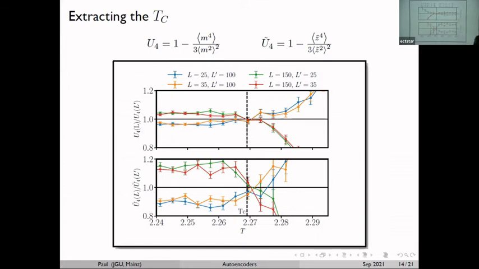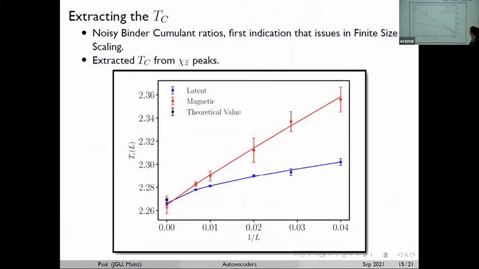And this becomes more evident once you extract the Tc through the peak of the susceptibility, chi z tilde, and you see that the scaling behavior looks very different from the physical scaling of the magnetic susceptibility, and the critical temperature extracted through these two methods. And this is the theoretical value, which we know from the large unstaggered solution.